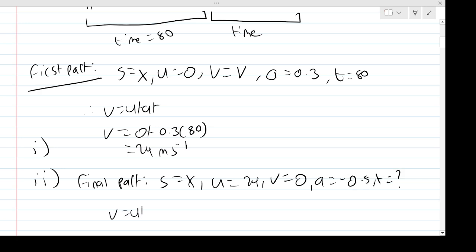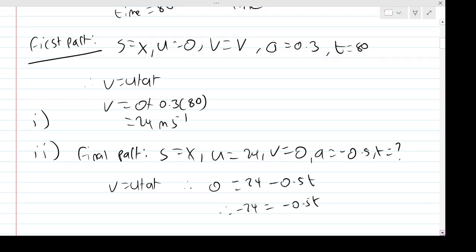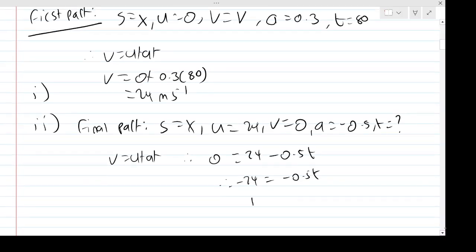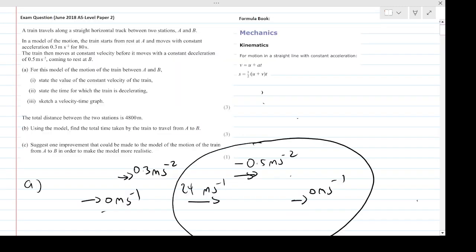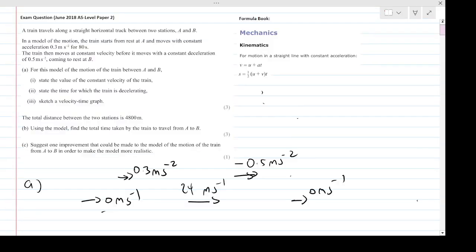Again, V is U plus AT, so now V is 0, it's 24 minus 0.5 lots of T. So we can solve for T: minus 24 is minus 0.5T, so T is minus 24 divided by minus 0.5, which is 48 seconds. I can add that on here, so time is 48. Then it says for the third part to sketch the velocity time graph.